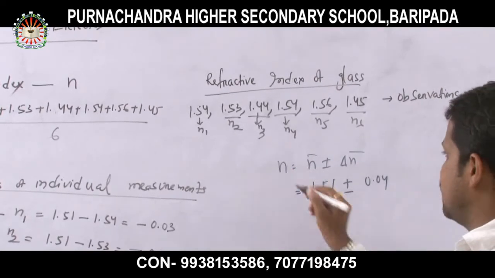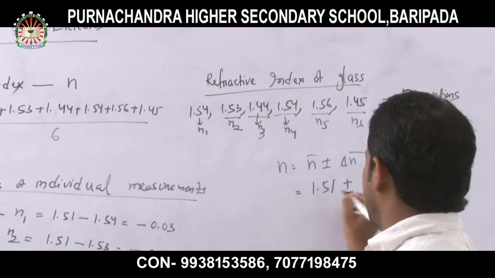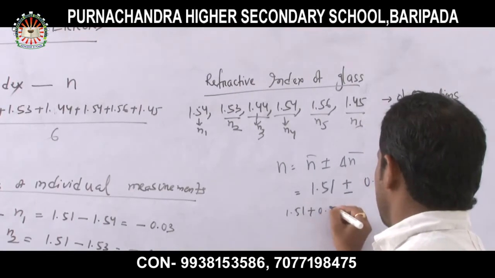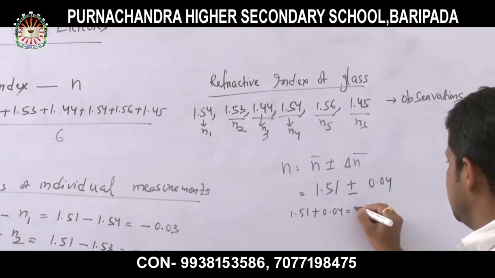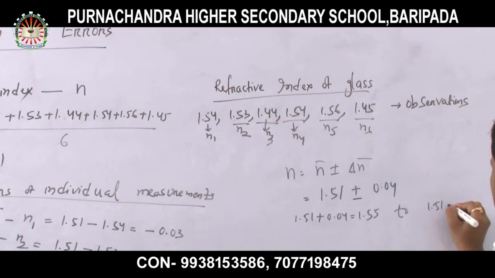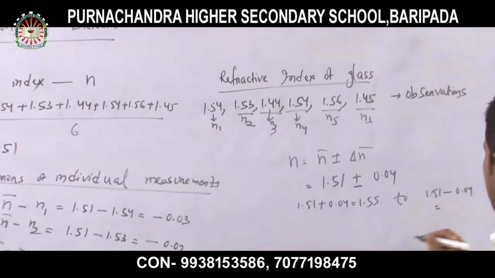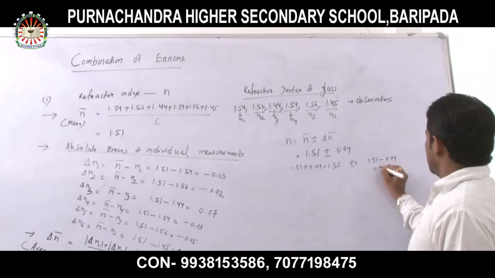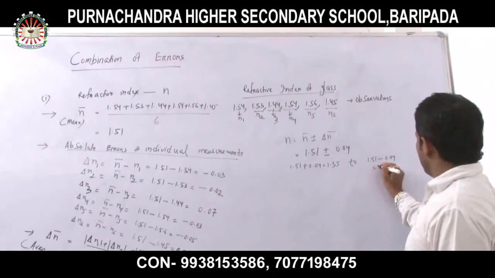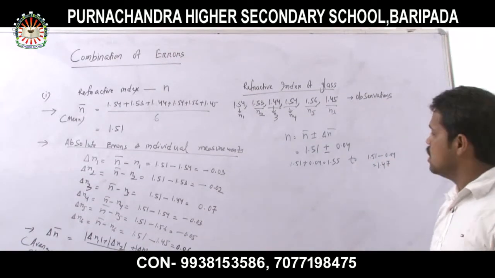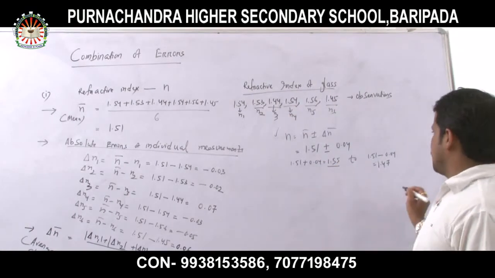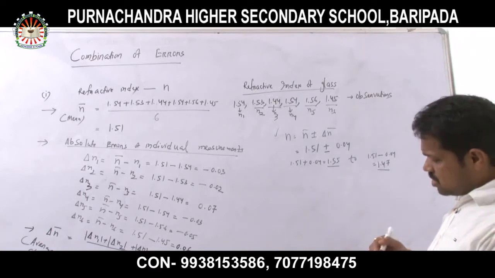That means the n value ranges from 1.51 plus 0.04, which is 1.55, to 1.51 minus 0.04, which is 1.47. Clear? So the refractive index value ranges from 1.55 to 1.47. Very simple. So this is the representation.